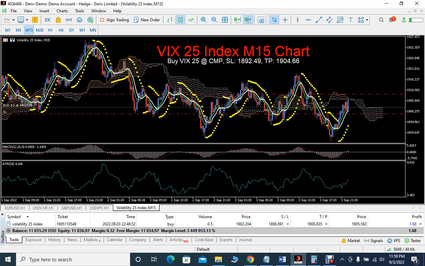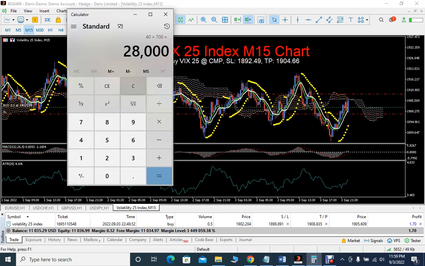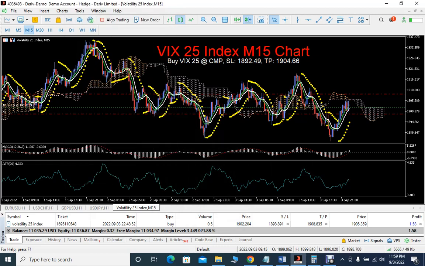So if I do that, let me pull out my calculator. 1902.20 minus the average true range, which is 4.10, gives me 1898. So 1898 is the stop loss.